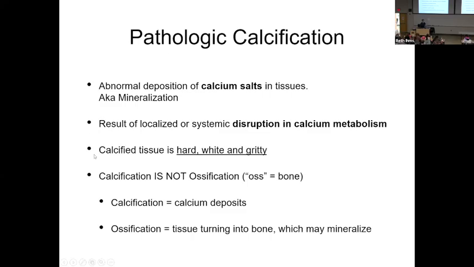What this looks like in tissues for you guys, calcium is going to be hard. So remember, soft as your lip, firm as your nose, hard as your forehead. Calcified tissue is hard. It's bony. It's gritty. It's bright, screaming white. It's a weird white. It's like bright, like new t-shirt white.